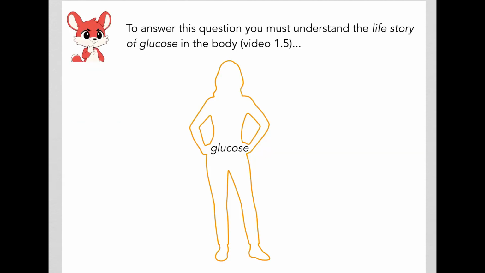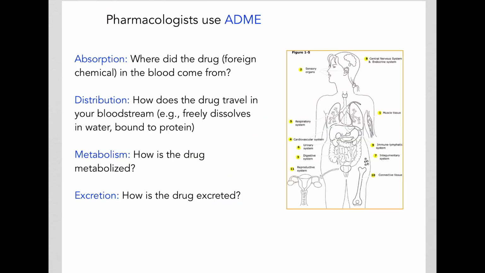Now, to answer this question, it's important that we understand the life story of glucose in the body. This is something we sort of mentioned early on, how important it is to understand the life stories of chemicals in the body, and that was mentioned in video 1.5. As we talked about in video 1.5, we used this concept called ADME. This is a concept actually used by pharmacologists.